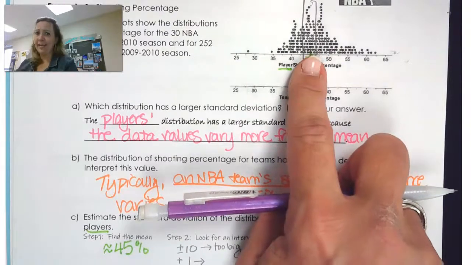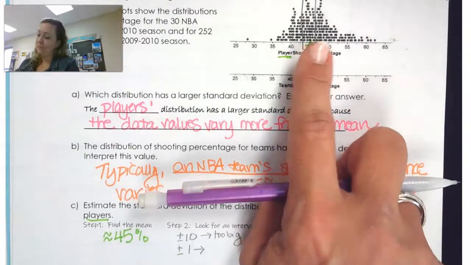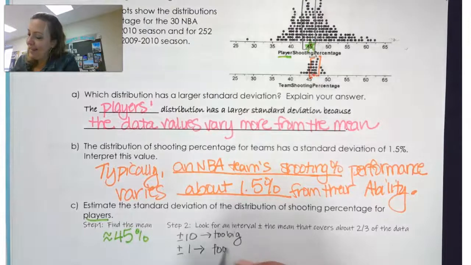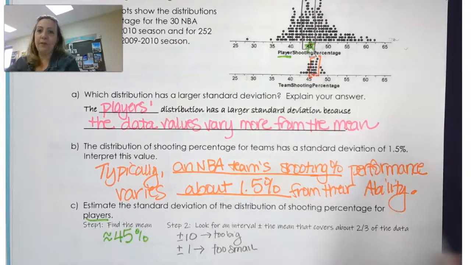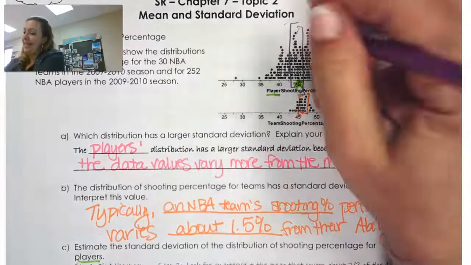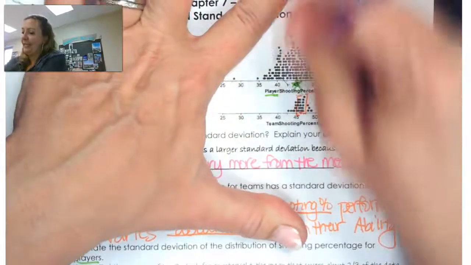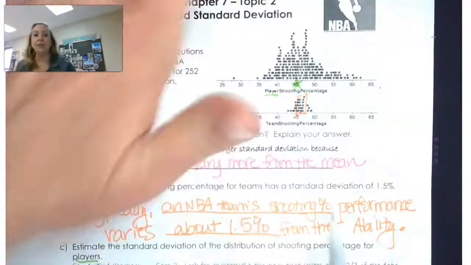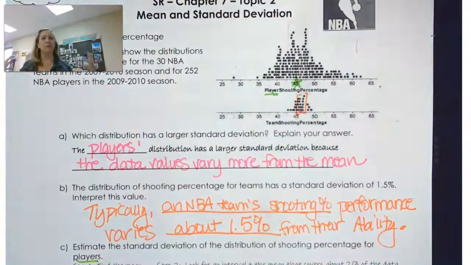That's not enough, right? That's not even half of the data. So if I went 1 away, that's too small. So I want you to look at this and think, how far from the mean in a positive and negative direction do you think that we would go to cover about 2/3 of the data?